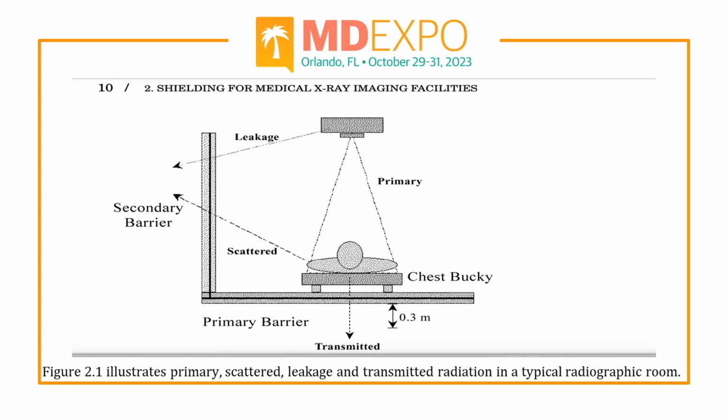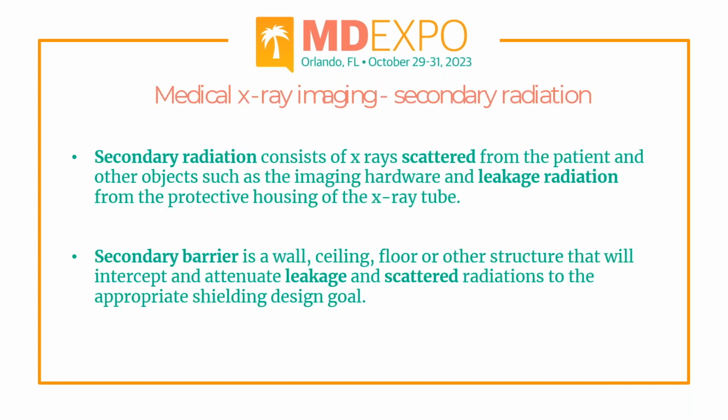Also, you can notice there's leakage radiation too. Although this X-ray tube may be shielded, there may be some leakage radiation coming out from it. So this is an illustration of the primary radiation, which is used for X-rays, and then scattered radiation, leakage radiation, and the transmitted radiation, the one that can go through the patient and out through this barrier. And the purpose of the thickness of this barrier, I don't know if you can see, this is a little thinner than this one. It provides for that barrier for that radiation.